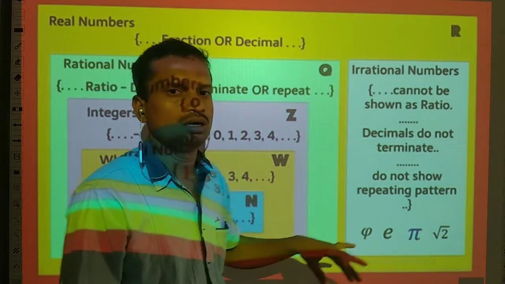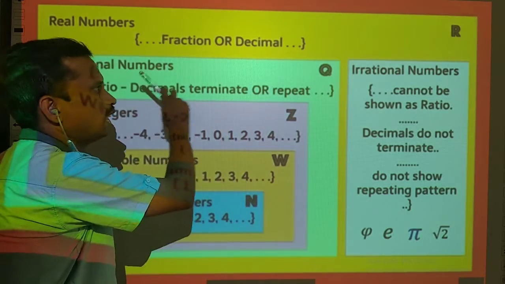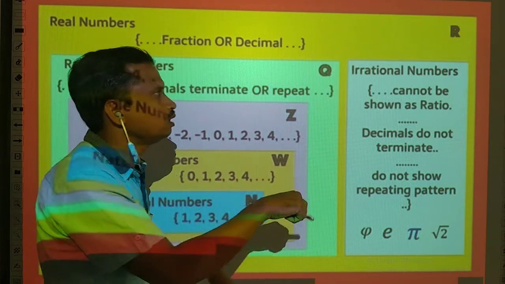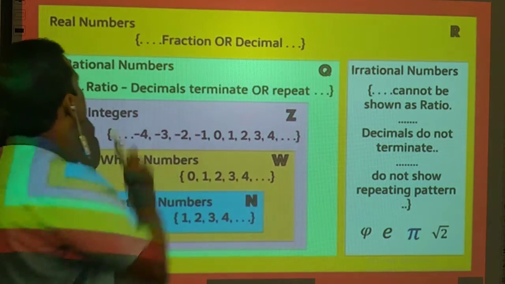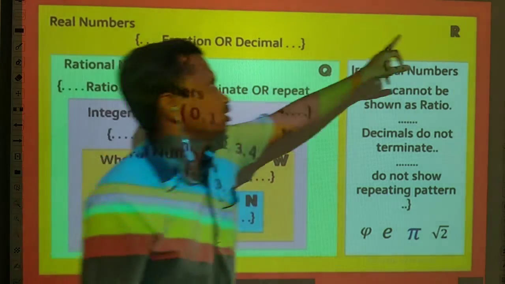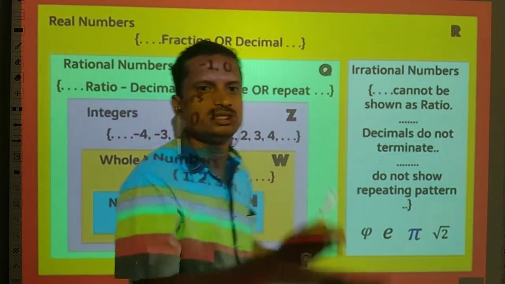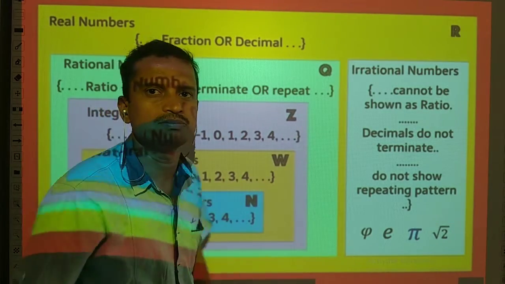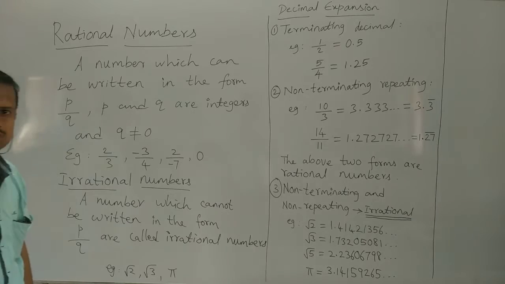So rational and irrational combined to form real numbers. You see, real numbers stand for the capital letter R. So this is the introduction of the number system.